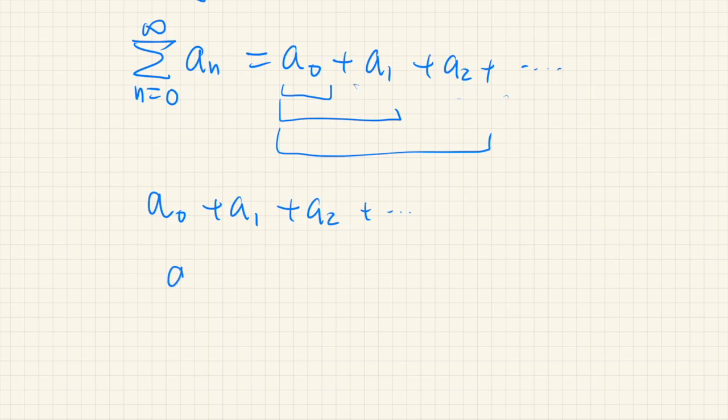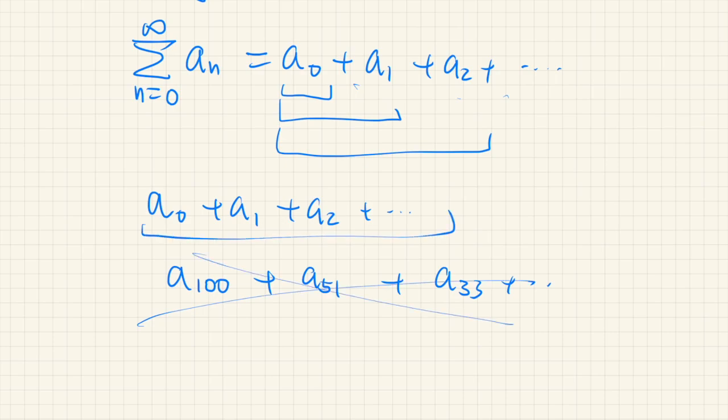So we cannot do something like this. We first take a_100, and then we add a_51, and then we add a_33, and so on. We cannot do this. So order is important.